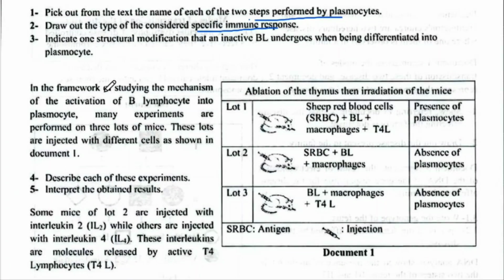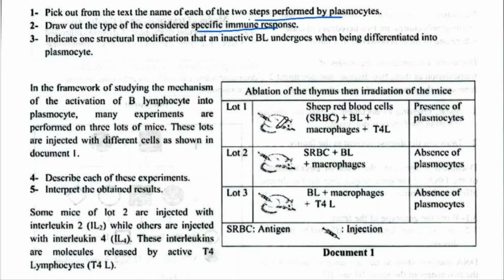In the framework of studying the mechanism of the activation of B lymphocyte into plasmacyte, many experiments are performed on 3 lots of mice. These lots are injected with different cells as shown in document 1. For question 4, describe each of these experiments. Ablation of the thymus in lot 1, lot 2 and lot 3.